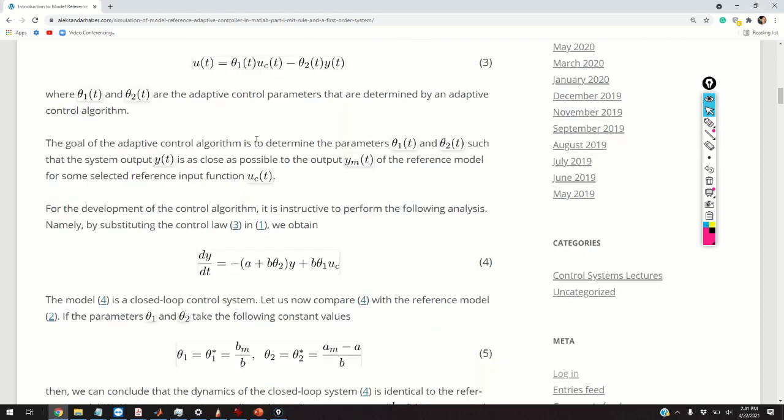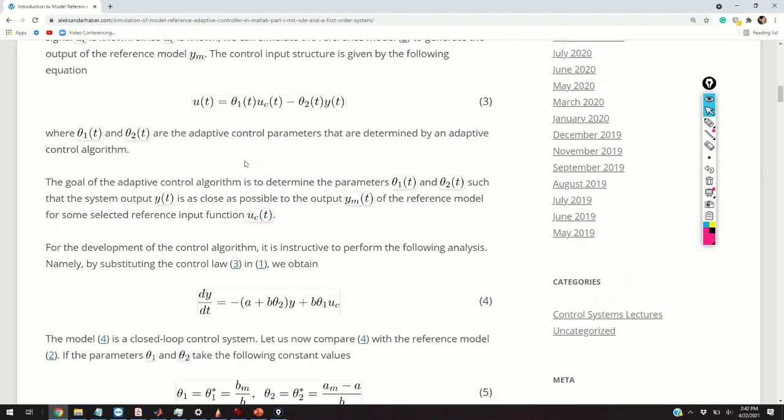Let us summarize the control objective once more. The goal of the adaptive control algorithm is to determine the parameters θ1 of t and θ2 of t, such that the system output y of t is as close as possible to the output of the reference model ym of t for some selected reference input function uc of t. So let us see how to achieve this control objective.